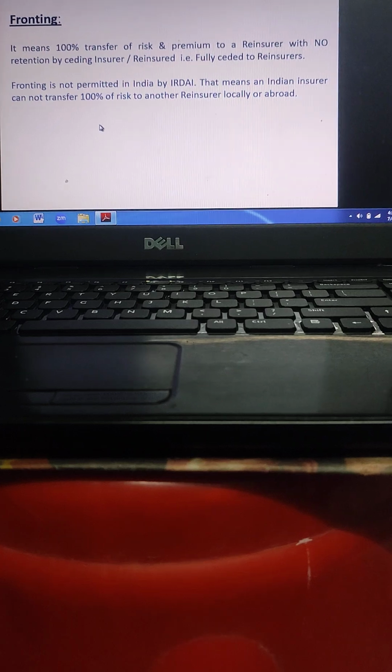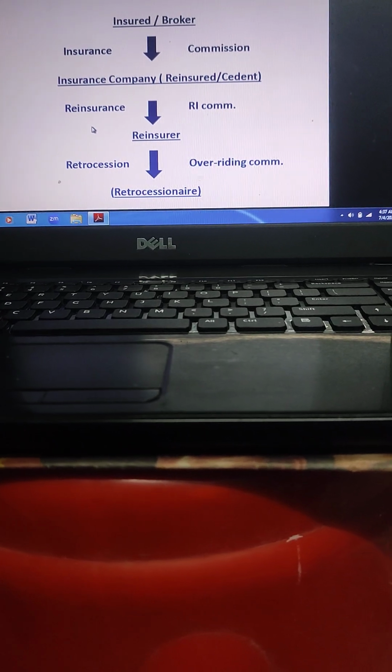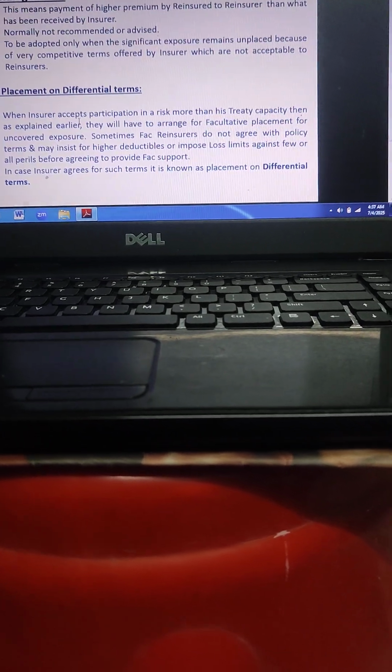So this is all about reinsurance now. This is the property of reinsurance.